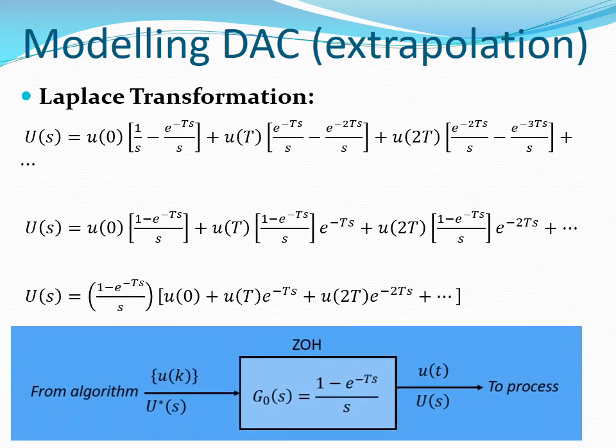We can represent this using a diagram. So we obtain a sequence from the algorithm. That sequence is expressed as U(k). Its Laplace transform is U star(s). The sequence is input into the ZOH. So the ZOH manipulates this to give as output a continuous signal U(t). The Laplace transform of the output signal is U(s).